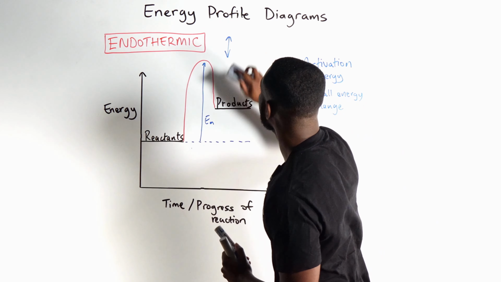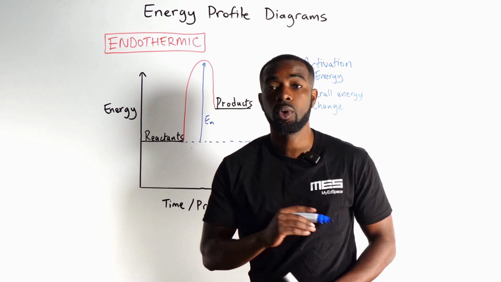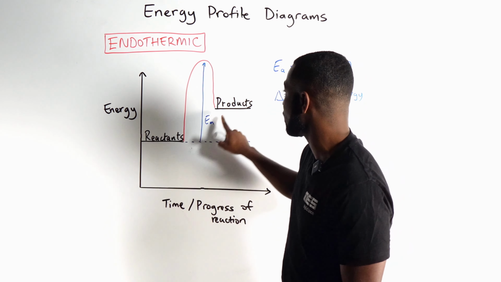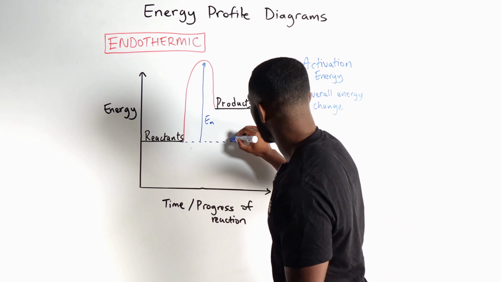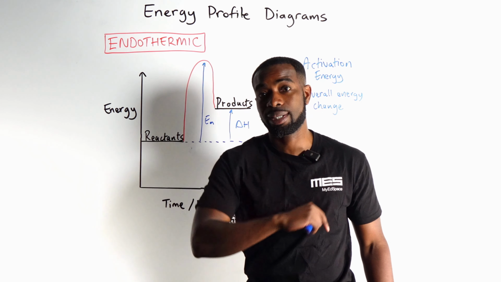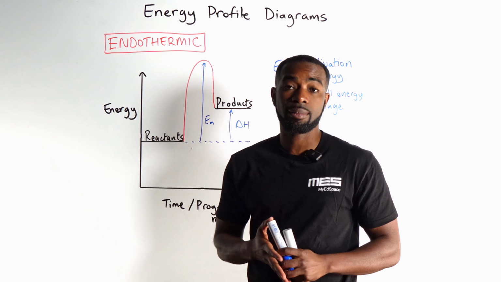Okay, next thing here is exactly the same as we saw before, which is the overall energy change must start from your reactants. It's the difference between reactants to product. But the difference in this case is that we have to go up to the reactants. So the overall energy here should be positive.